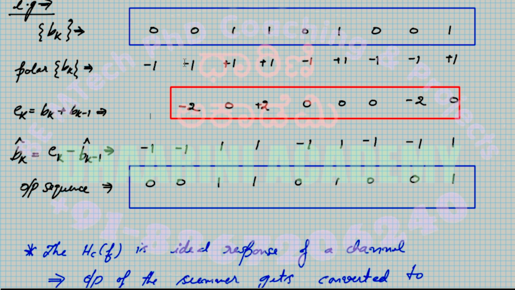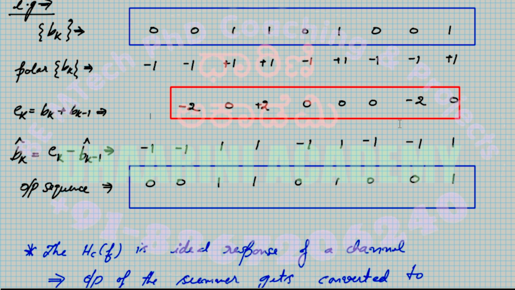Like that, you add minus 1 and minus 1 to get a minus 2, minus 1 plus 1 equals 0, plus 1 plus 1 is plus 2, plus 1 minus 1 is 0, and so on. Completely fill that. So that CK is the duobinary signal.